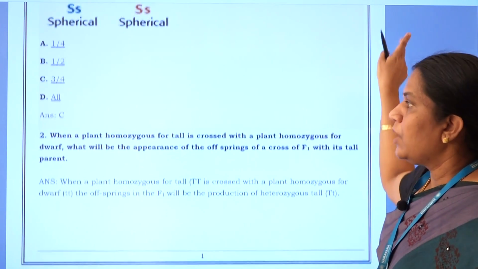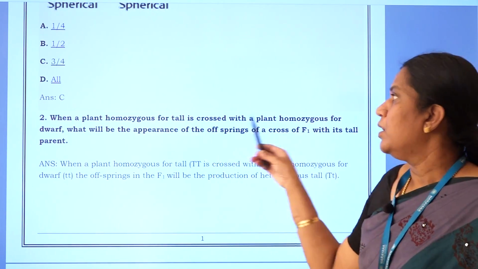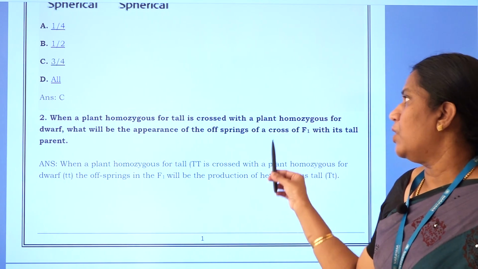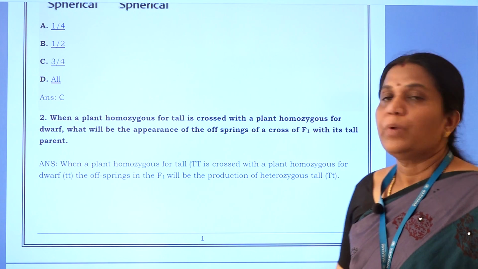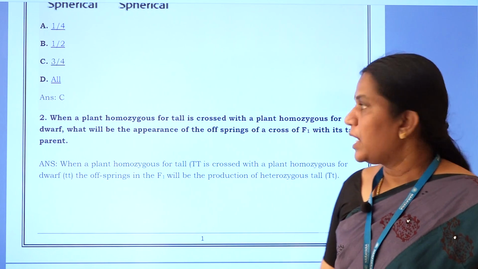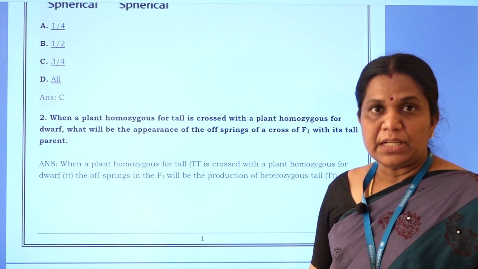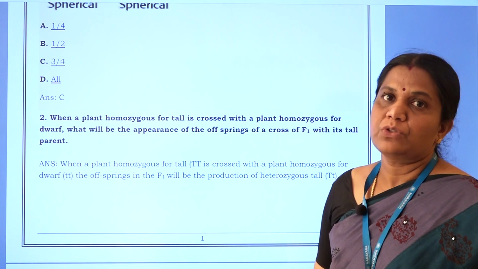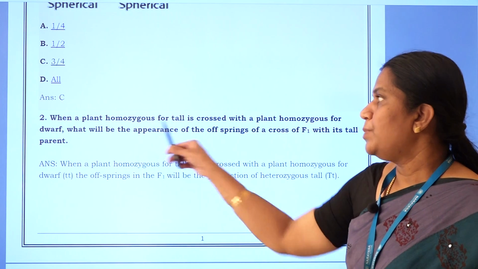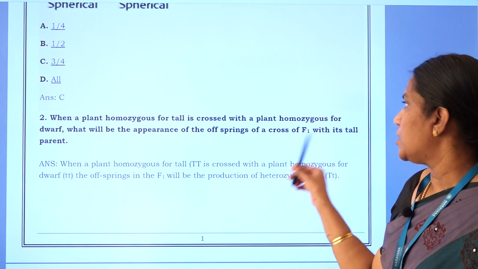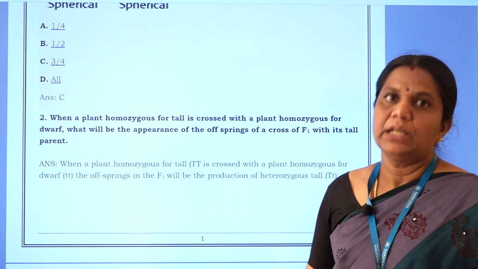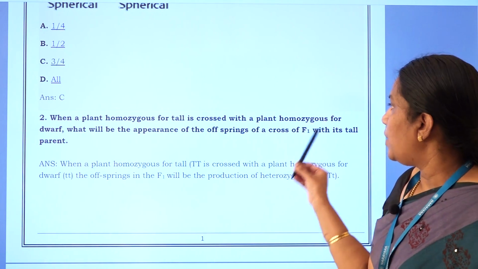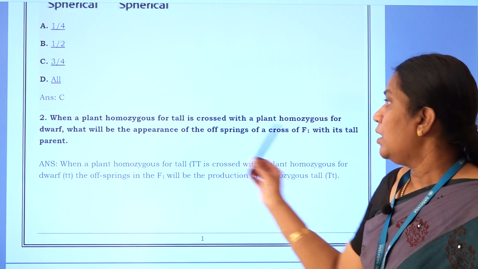Then the second question. When a plant homozygous for tall is crossed with a plant homozygous for dwarf, what will be the appearance of the offspring of a cross of F1 with its tall parent? So homozygous tall, that is capital T and capital T, is crossed with homozygous dwarf, small t and small t. What will be the appearance of the offspring of a cross of F1 with its tall parent? So again, the F1 generation plant is the hybrid tall. So what will it be if it is crossed with the tall parent?